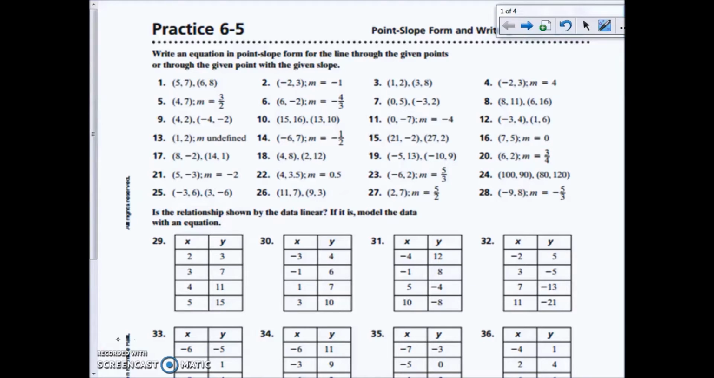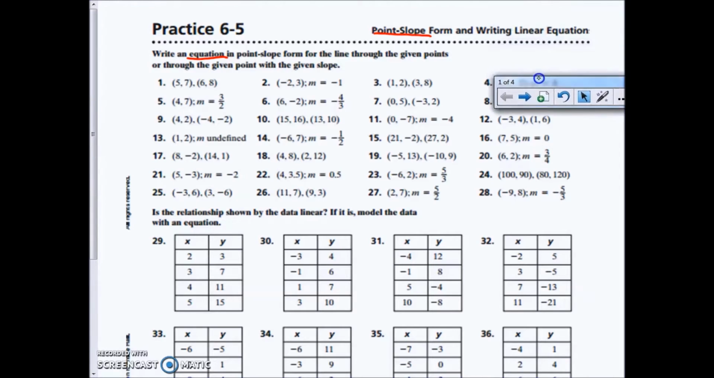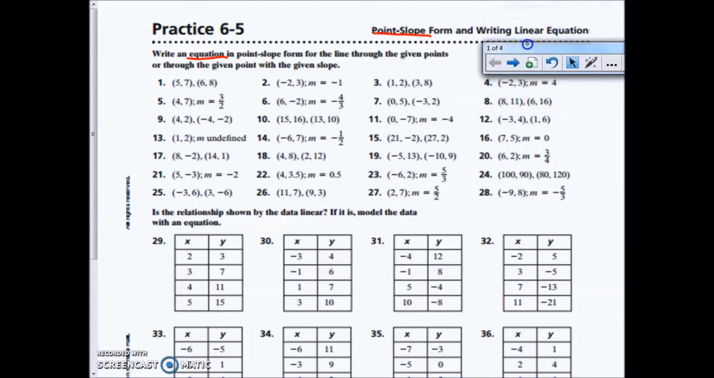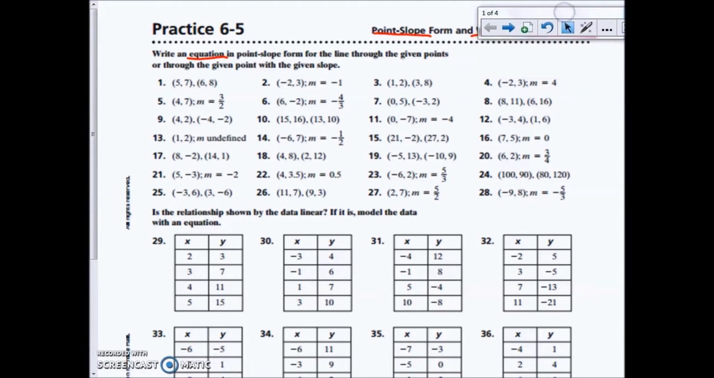All right, so we're here today. We're going to talk about writing the equation of a line, point-slope form, and writing linear equations. So that's what we're going to talk about today. We talked a little bit last class. We've watched a couple videos, and right now what we're going to do is review the homework.